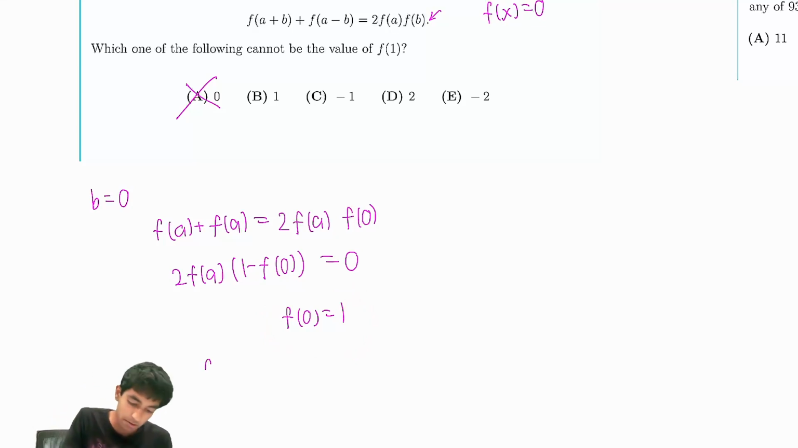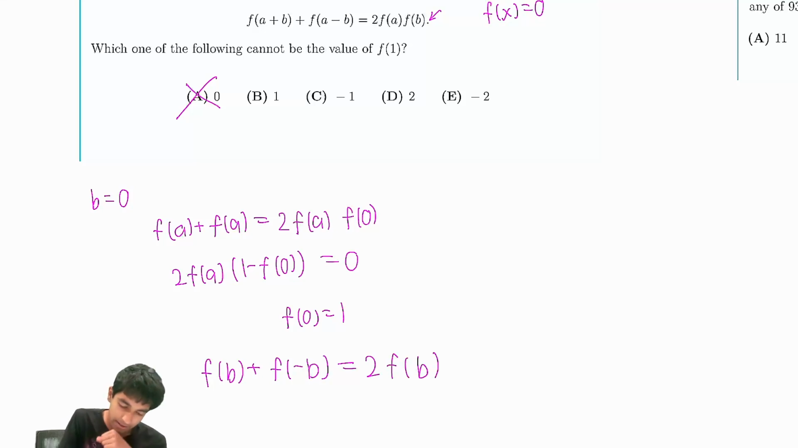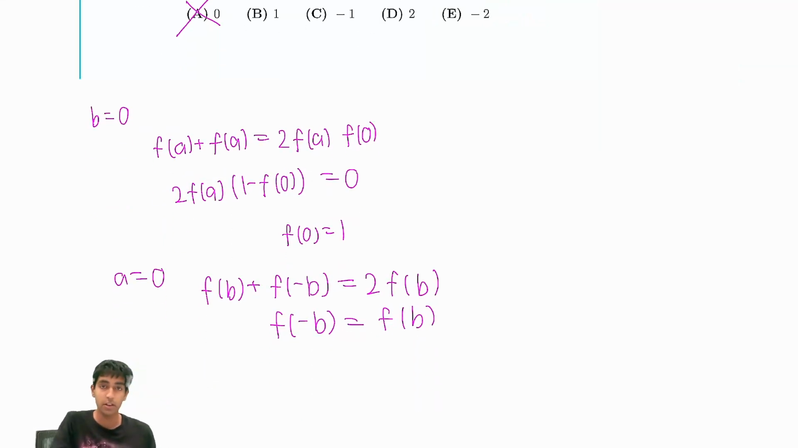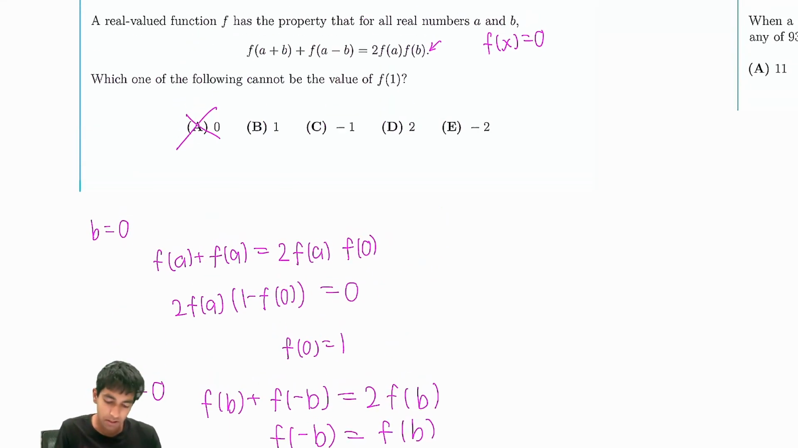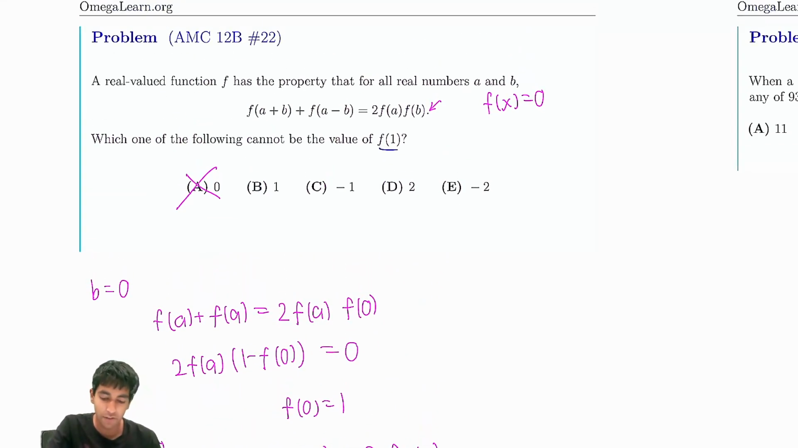Now what about a equals 0? We get f of b plus f of negative b equals 2 f of 0 times f of b, so just 2 f of b. That tells us that f of negative b is f of b. That's actually quite interesting, something cool about the function we didn't already know. But that still doesn't really help us with f of 1. I mean, it tells us it's equal to f of negative 1, but it helped a little bit, giving us some cool information, but not enough.